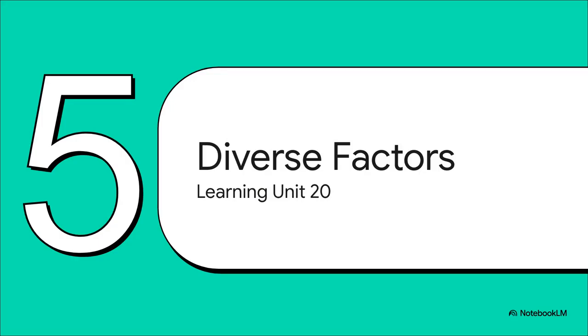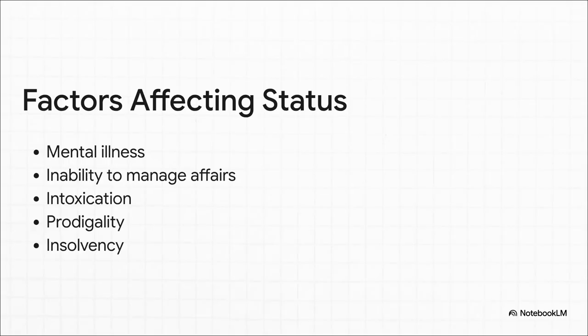Section 5. Diverse Factors Limiting Capacity. Bringing us to our final unit, Learning Unit 20. So the crucial point is that simply attaining adulthood does not guarantee unlimited legal capacity forever. Extreme life circumstances can step in and strip away an adult's capacity. We're talking about specific, incredibly difficult human conditions: mental illness, a physical or mental inability to manage one's own affairs, intoxication, prodigality, and insolvency. Any of these can temporarily or permanently alter your legal standing.